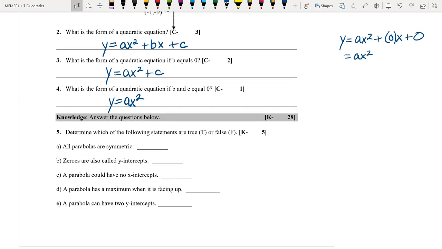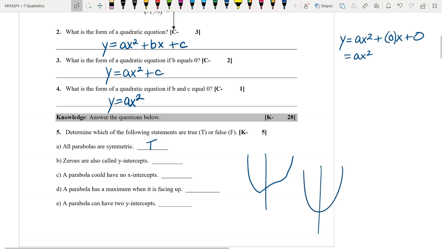Looking at the next questions, which are true and false questions. Number 5 says, determine which of the following statements are true or false. A is, all parabolas are symmetric. This is definitely true. This means that you will never have, for example, a parabola that is like this, right? That is not symmetric. If I divide it in half, I do not get two sides that are exactly the same. Every parabola will be divisible into two halves that will be exactly the same. So they are all symmetric.